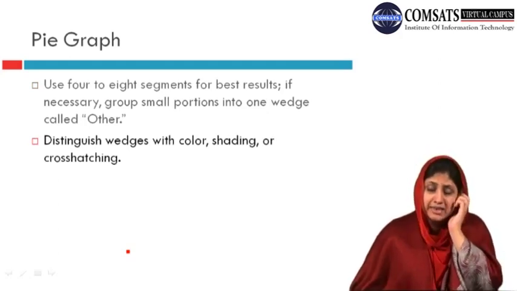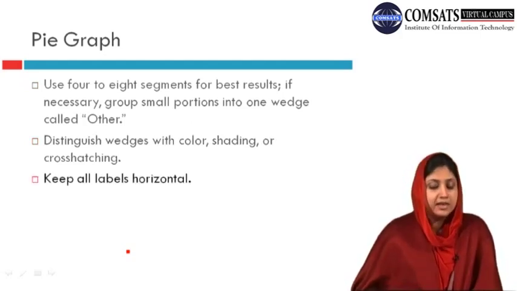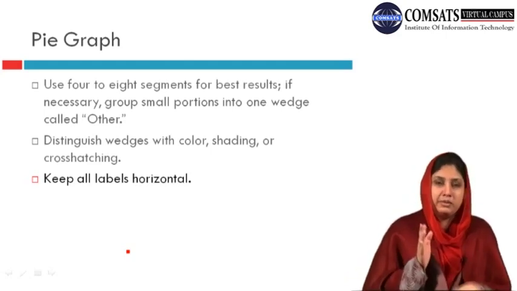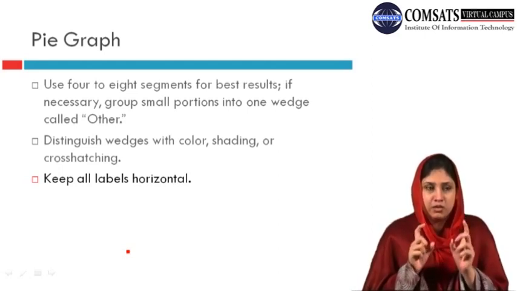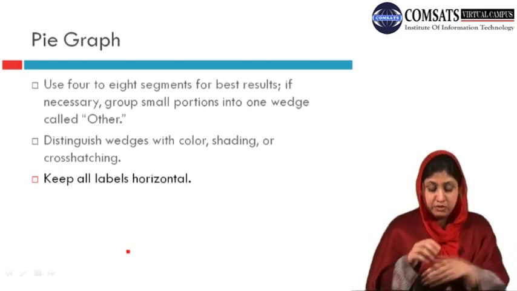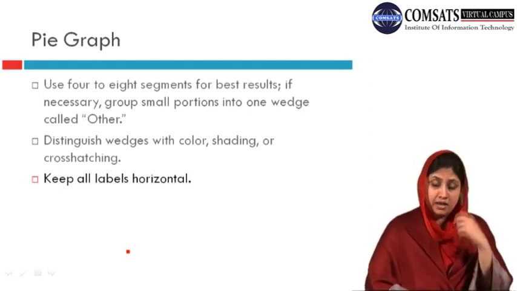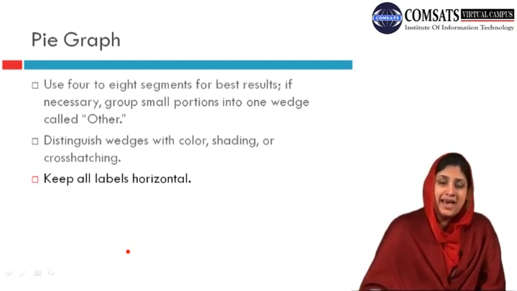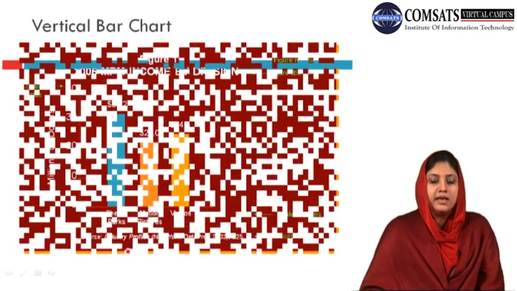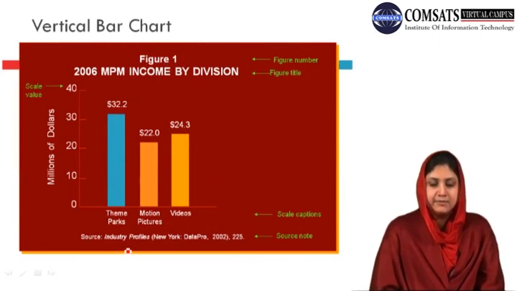Distinguish wedges with color, shading, or cross-hatching. Keep all labels horizontal and keep consistency when you are labeling. Don't label something horizontal, something vertical, something tilted. Try to keep labeling in one direction so it's easy for the reader to understand, because after all, your aim is to facilitate your readers' understanding. And if you are creating trouble for your readers, then you are adding to their trouble. Look at the vertical bar chart and try to understand it.